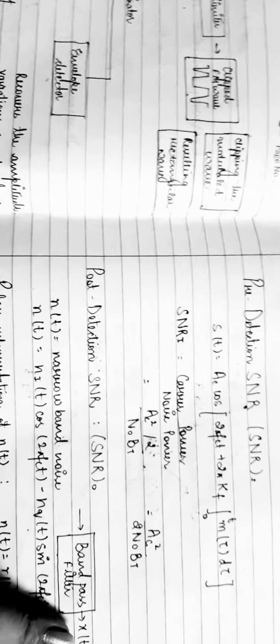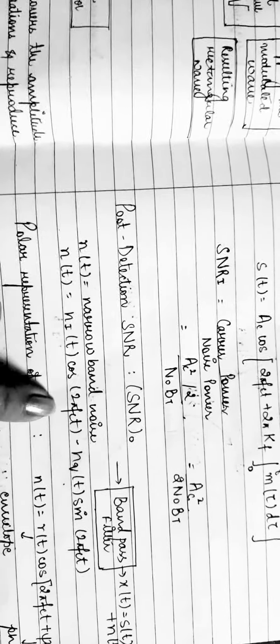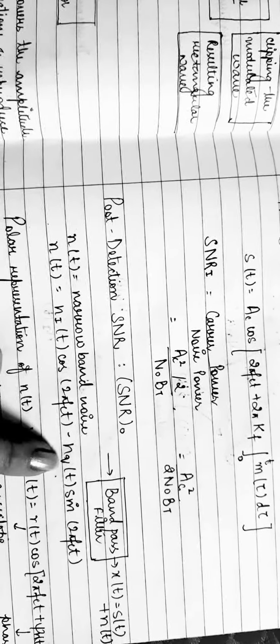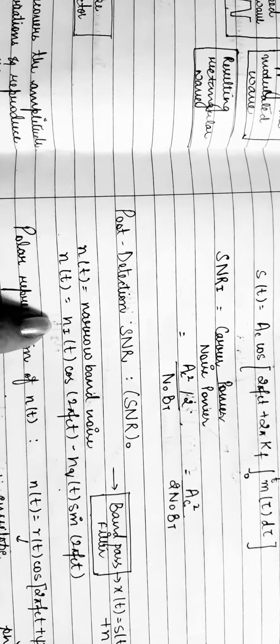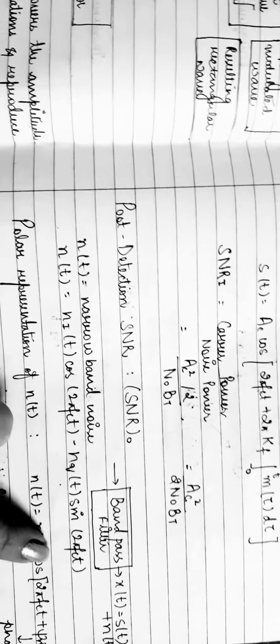Here when we pass through a band pass filter, we get the output x(t) = s(t) + n(t), where we know that n(t) is a narrowband noise. n(t) can be represented in the form of your in-phase component as well as your quadrature component. So your n(t) = nI(t) cos(2π fc t) − nQ(t) sin(2π fc t).